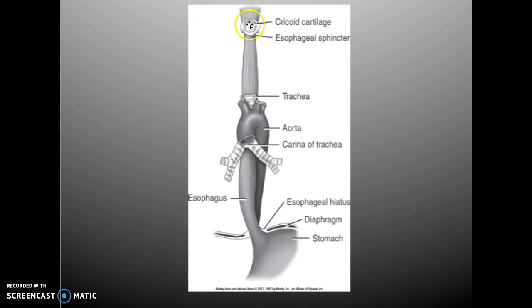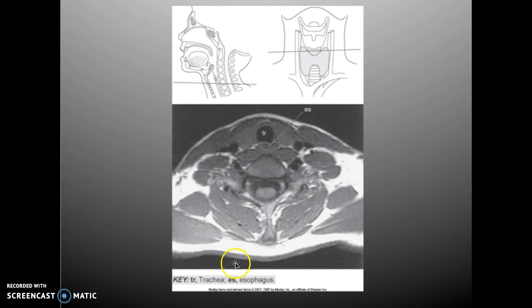Here's your cricoid cartilage with your esophageal sphincter coming down, and here's your trachea with your aortic arch, your carina there, your esophagus down into your stomach, so you have your diaphragm and your esophageal hiatus. Okay, so here we have your trachea, here's your thyroid, and your esophagus. You can see here is collapsed. It looks just like a muscle because it is. And here is the body of your C-spine.